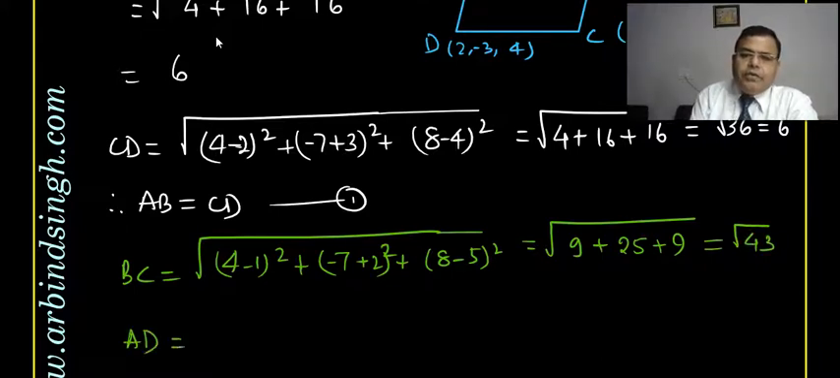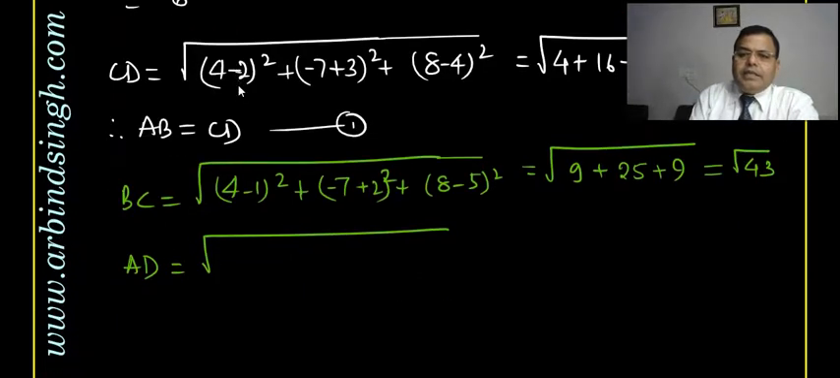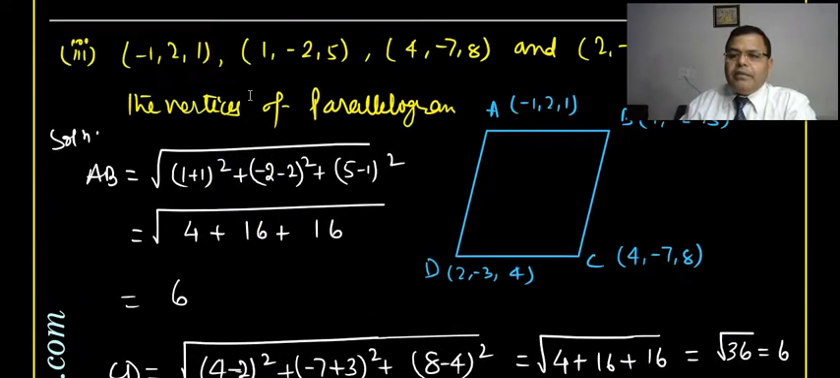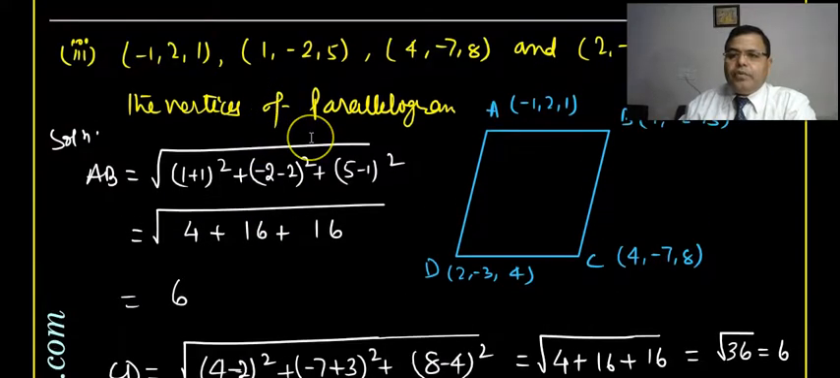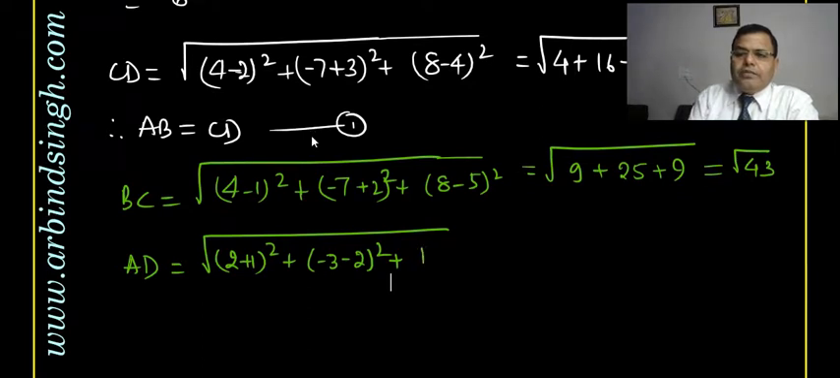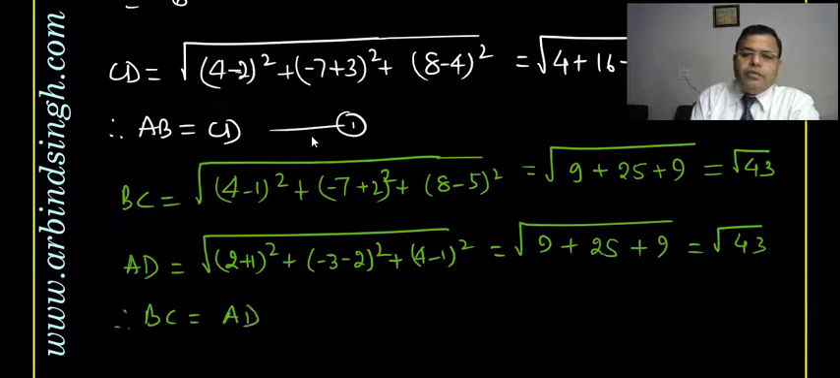And AD is equal to the square root of (2 minus -1, that is 3) whole square, (2 plus 1) whole square, plus (y2 minus y1, that is -3 minus 2) whole square, plus (4 minus 1) whole square. That is 3 whole square is 9, -3 minus 2 is 25, and 4 minus 1 is 3, 9. Under root 43. So BC is equal to, therefore BC is equal to AD.